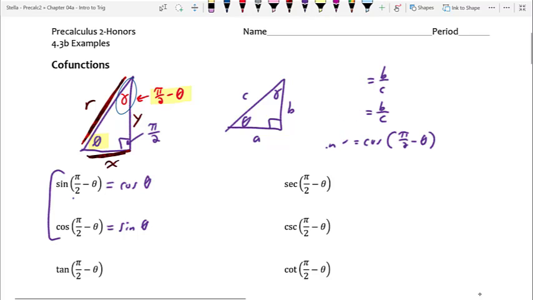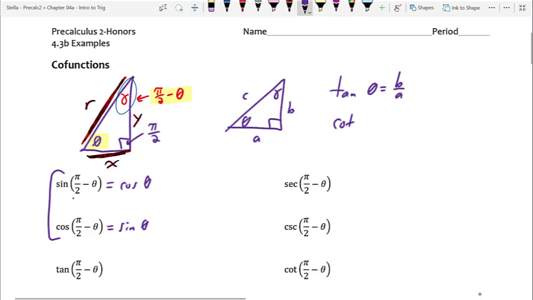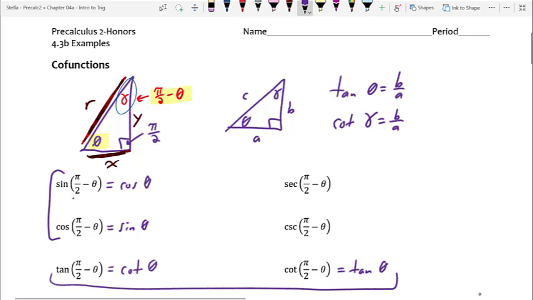By this logic, I can do this again with some other ones. Let's start with tangent. The tangent of theta would be equal to B over A, but the cotangent of gamma is also equal to B over A. That makes this true: the tangent of pi over 2 minus theta is equal to the cotangent of theta, and the cotangent of pi over 2 minus theta is equal to the tangent of theta. So these two are cofunctions.